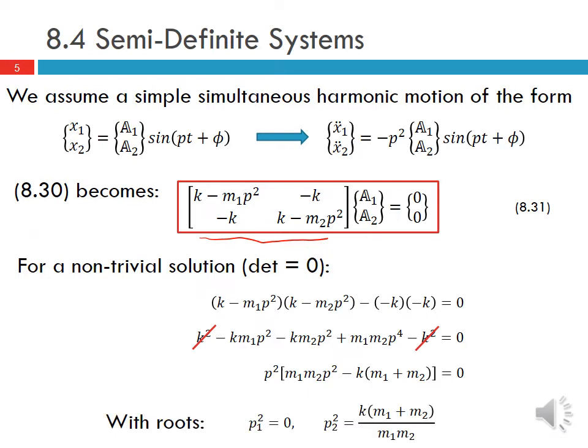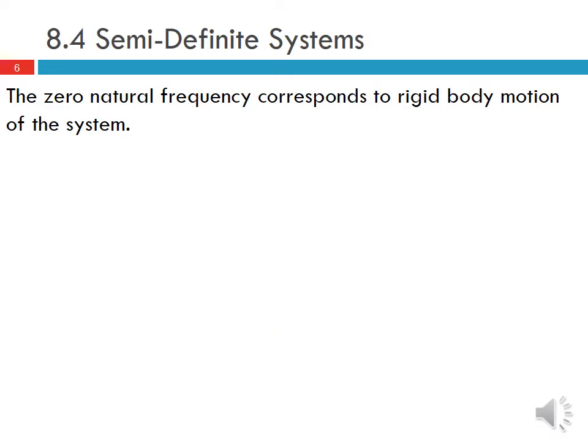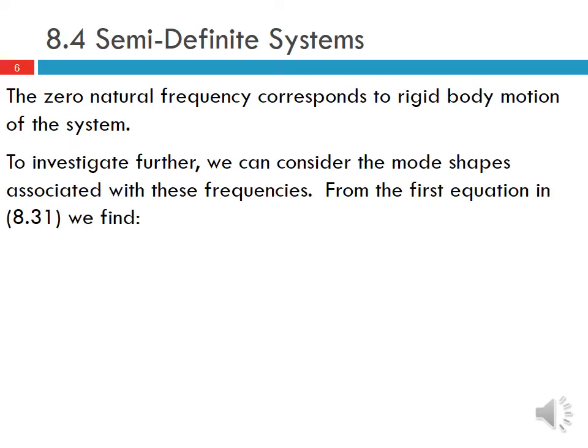This equation has roots p1 squared equal to 0 because of this term, and p2 squared equal to k times m1 plus m2 over m1 times m2. Now, the zero natural frequency corresponds to a rigid body motion of the system, or a rigid body mode. To investigate this further, we can consider the mode shapes associated with these frequencies. From the first equation in 8.31, we find k minus m1 p squared a1 minus k a2 is equal to 0. So we can see that a2 over a1 is equal to k minus m1 p squared over k.